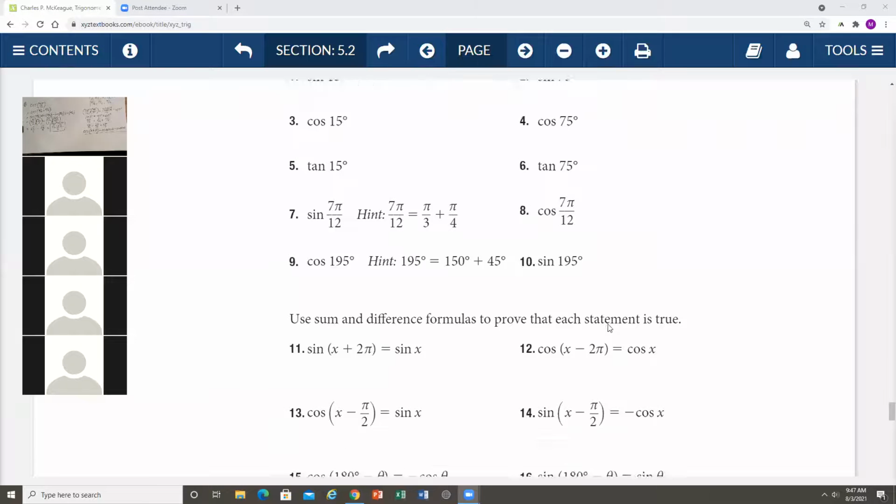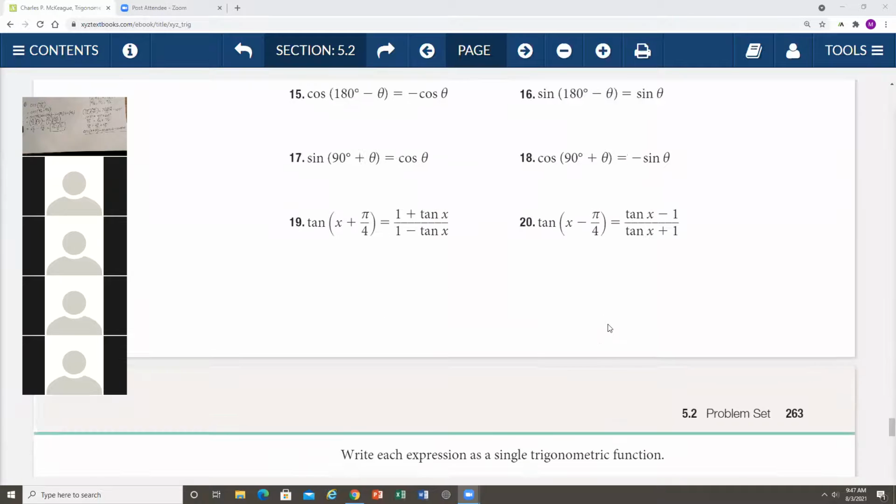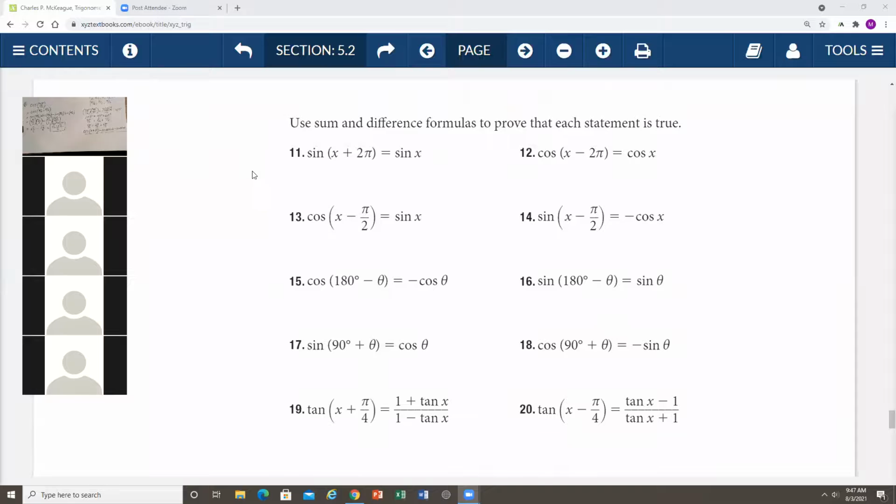All right, let's move on down here. Okay, then these problems here, 11 through 20, they want you to use the sum and difference formulas to prove that each statement is true. In other words, they want you to prove that these are valid identities themselves, ladies and gentlemen. All right. I have lined up a couple in here that I would like to demonstrate. If you see any in here that you would like to have me do that I don't choose to do, let me know and I'll be glad to entertain them. Okay. Maybe we can take a crack at one like number 12 here.